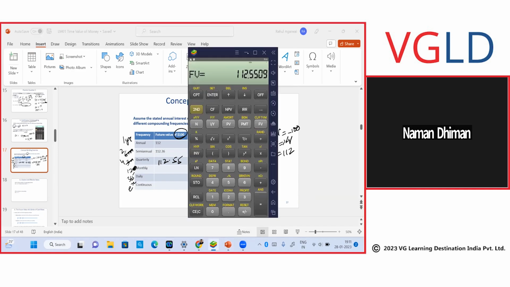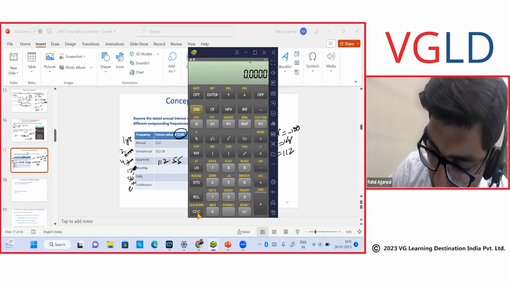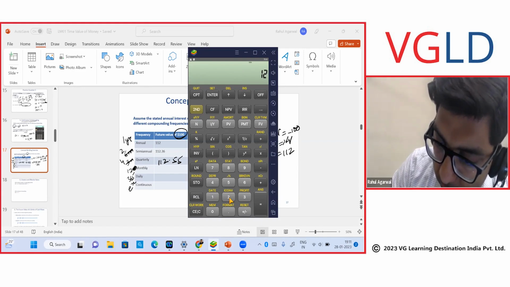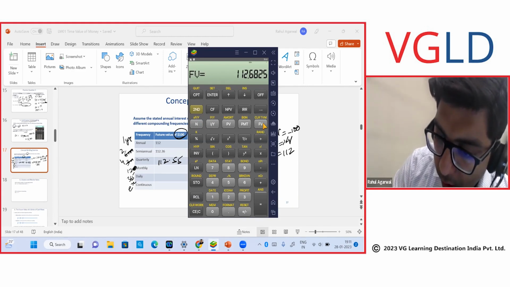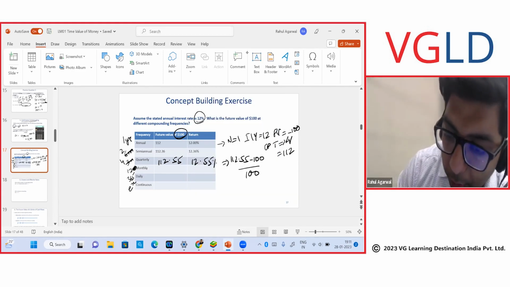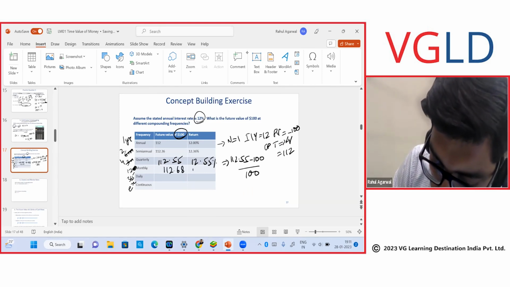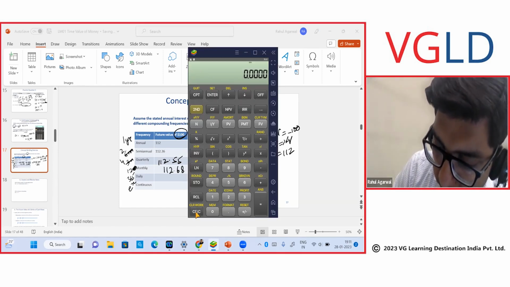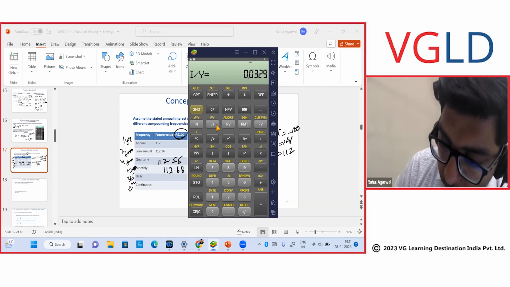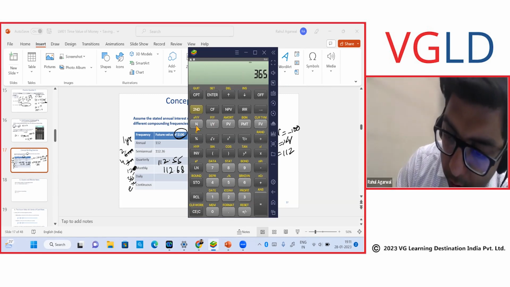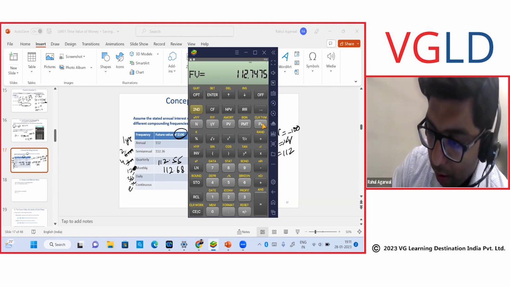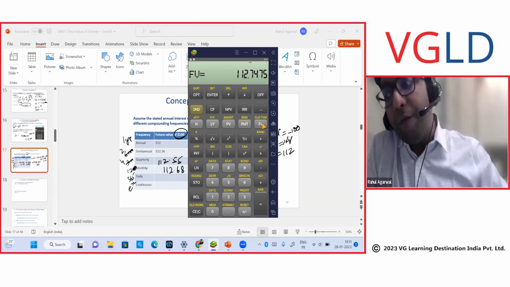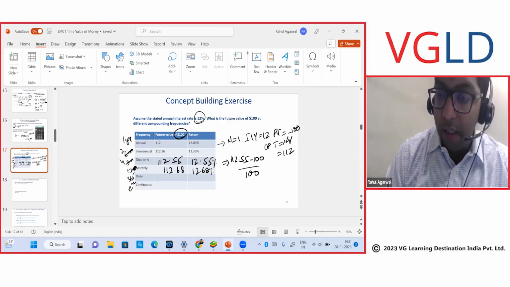Now monthly. In monthly, what we'll do is 12 is N and 1 is I/Y. Compute FV. 112.68. So every month my money is getting compounded. So 112.68, 12.68%. Suppose daily now. Daily will be 12 divided by 365 I/Y, 365 N. Compute FV. See, 112.7475, that is 112.75. Let's round it off.